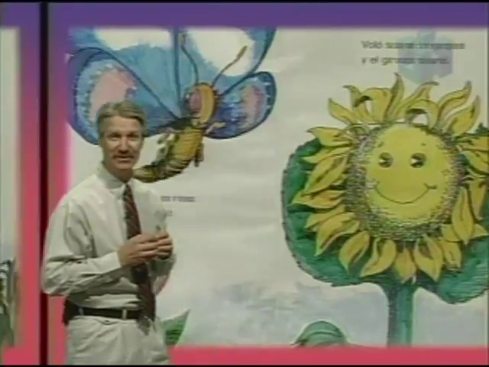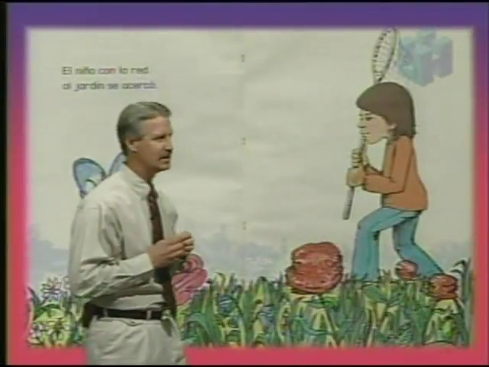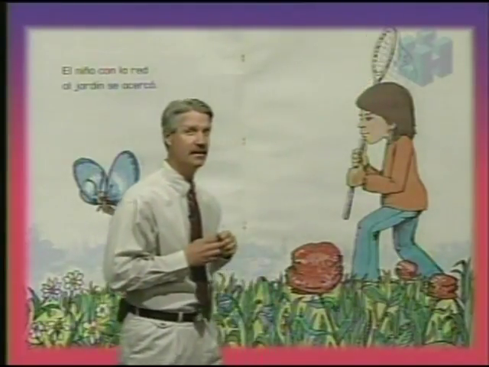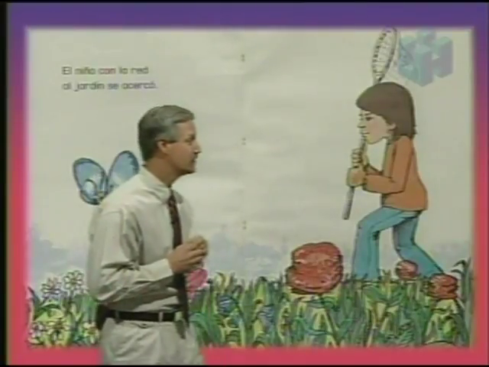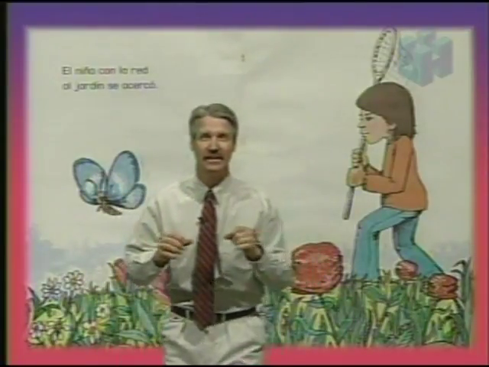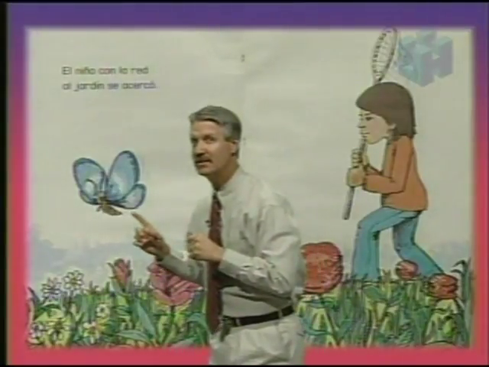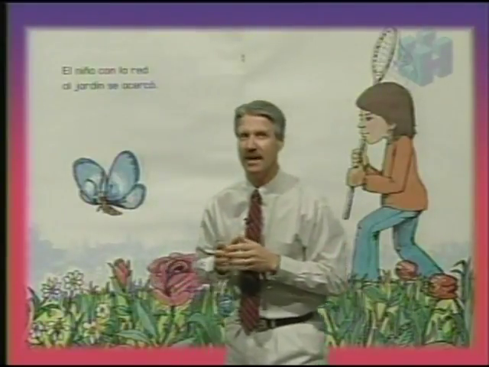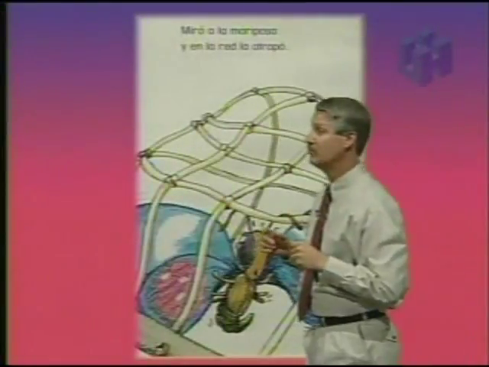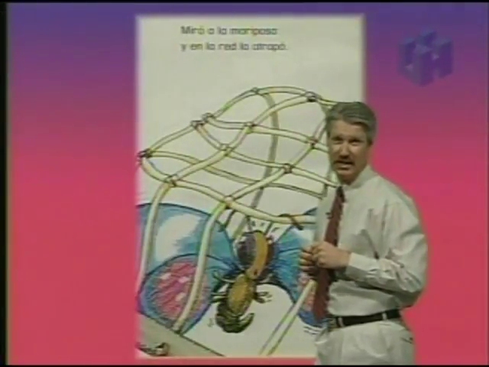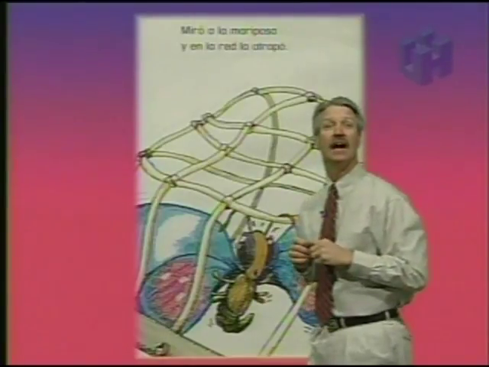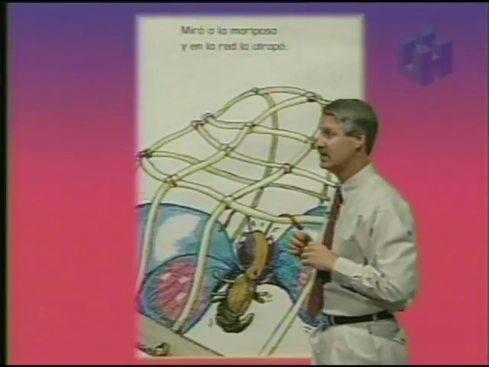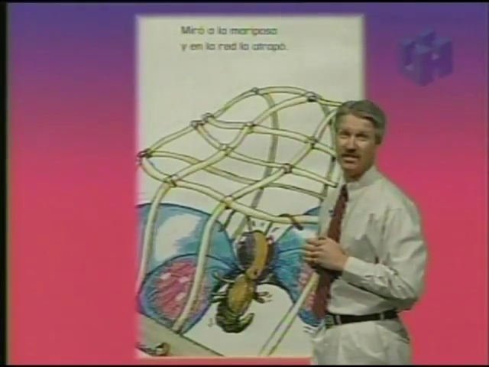It smiled too. But wait, what's happening here? El niño con la red. Al jardín se acercó. So here he comes into the garden. And he's sneaking up. What do you think he's going to try to catch? Yeah, that's right. Let's see what happens. Miró la mariposa en la red, la atrapó. So here it is. He caught it in his net. Oh, and look at the mariposa, looks all surprised and not very happy.